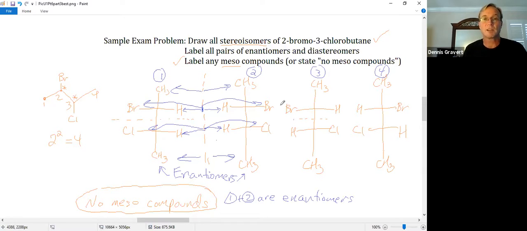Well, let's check 2 and 3. Hey, bromine's matching up if I have a mirror plane right here. Ooh, wait, chlorine and hydrogen don't. These two are not mirror images. Hey, wait, they're not a meso compound either. What's left? Diastereomers. So compounds 2 and 3 are diastereomers.